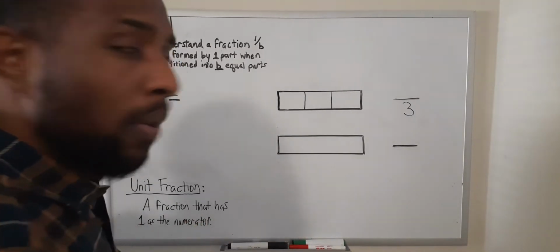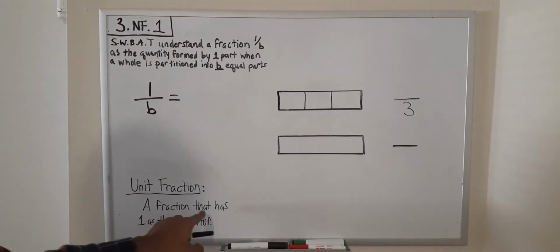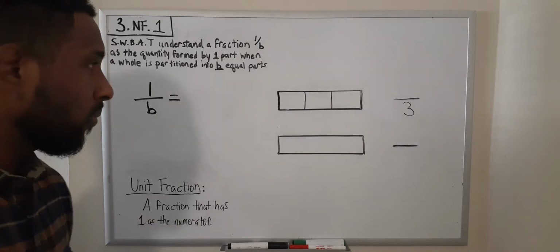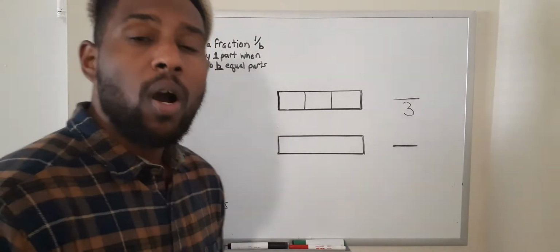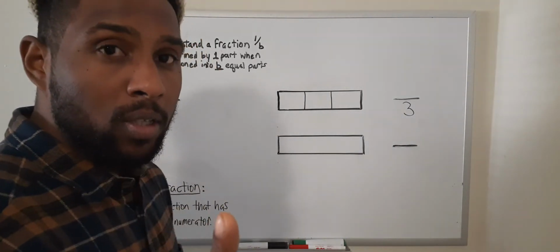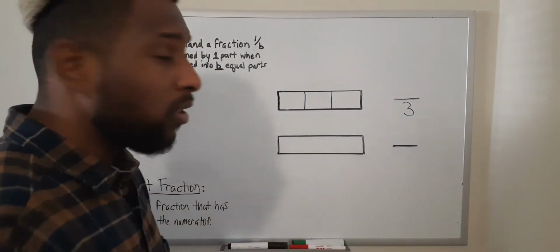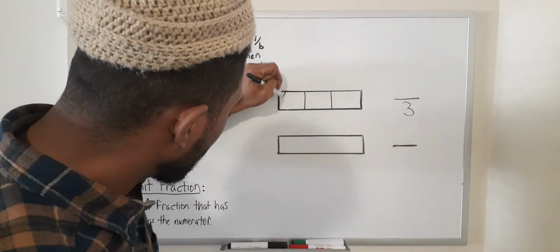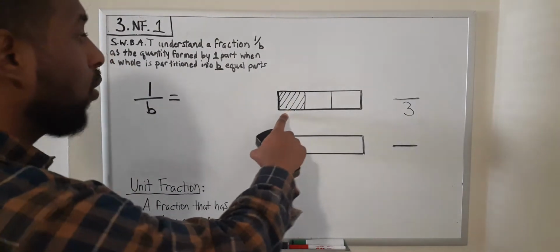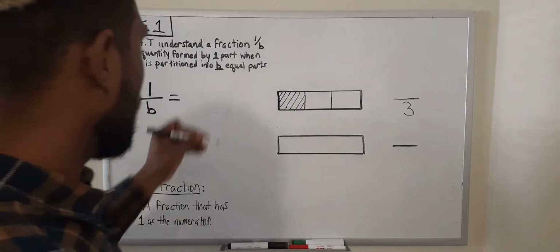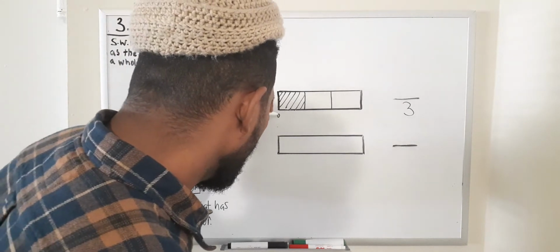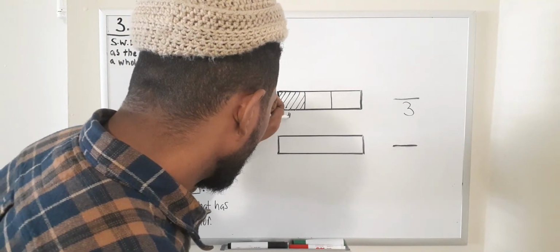So when we talk about unit fractions, a unit fraction is a fraction that has 1 as the numerator. When we talk about units, we are only highlighting or analyzing one particular unit. It tells us what the value of one unit is. So if I'm going to shade in 1/3, if I would write that in unit form, I would write 1/3.